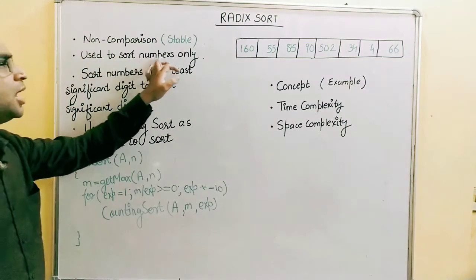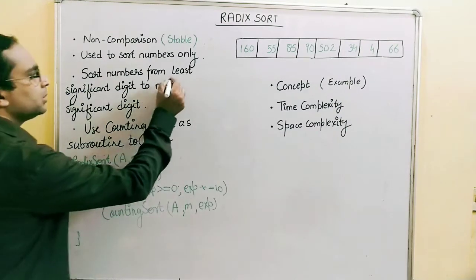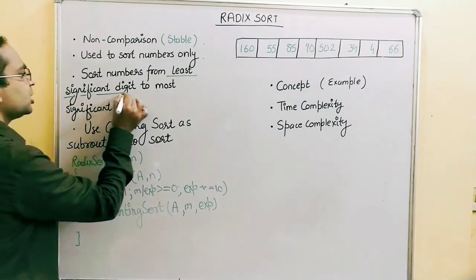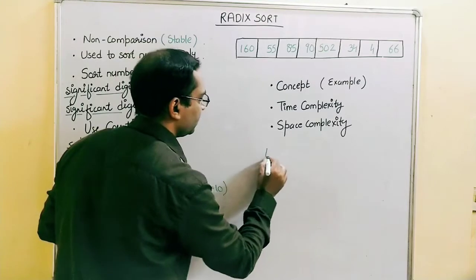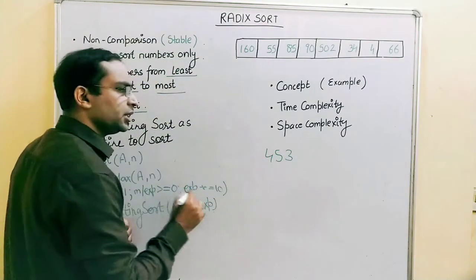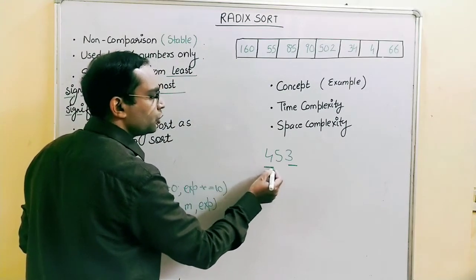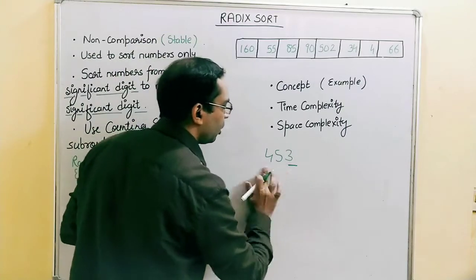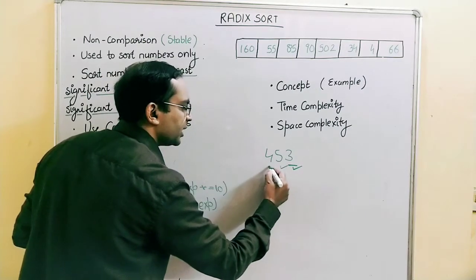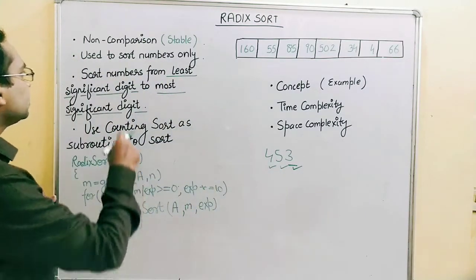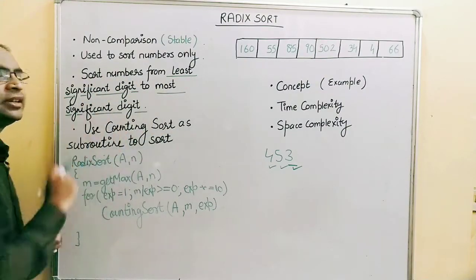It is used to sort numbers only, and we sort the numbers from the least significant digit to the most significant digit, right? So in a number, let's say this is 453, the least significant digit is this 3. Then we move towards the left-hand side, and 4 will be the most significant digit. So we start sorting from the least significant digit: we'll start with ones, then tens, then hundreds, and so on. So the sorting of the numbers begins from the least significant digit and goes to the most significant digit.